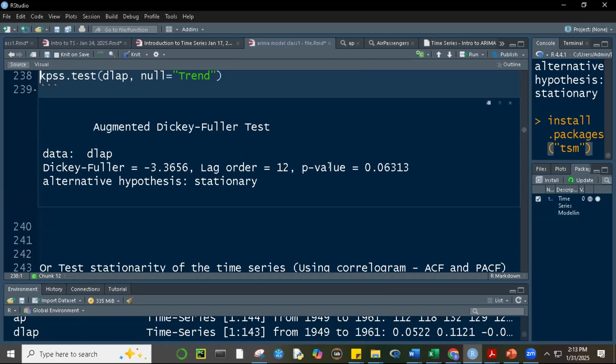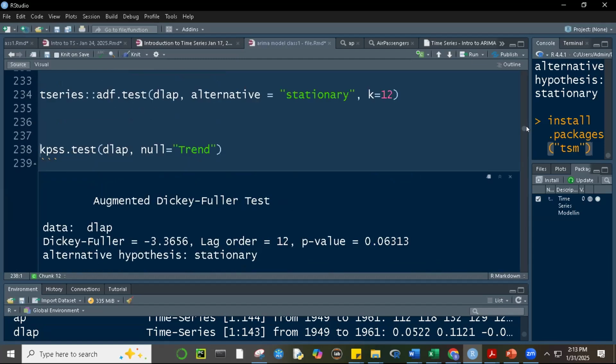So the p-value is 0.06. And this is also still greater than 0.05. Then the conclusion is we also fail to reject the null hypothesis that the time series is not stationary, although the p-value is quite close to 0.05. So this is one weakness of the ADF test. It has some bias towards being non-stationary.